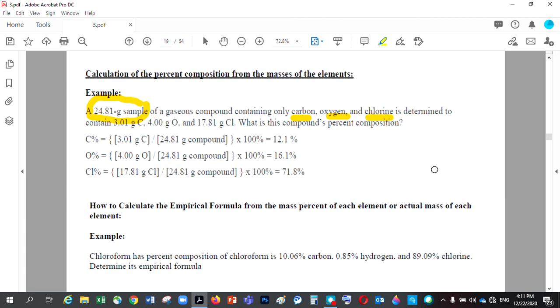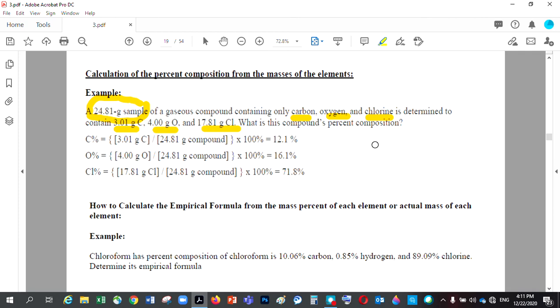And then it gives you the amount of each one. I have 3.0 grams of carbon, 4.0 grams of oxygen, and 17.801 grams of chlorine. What is the compound's percentage composition?